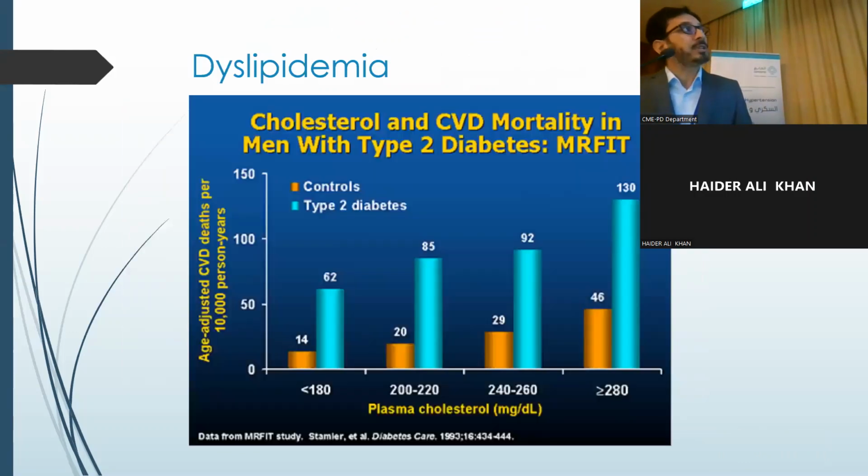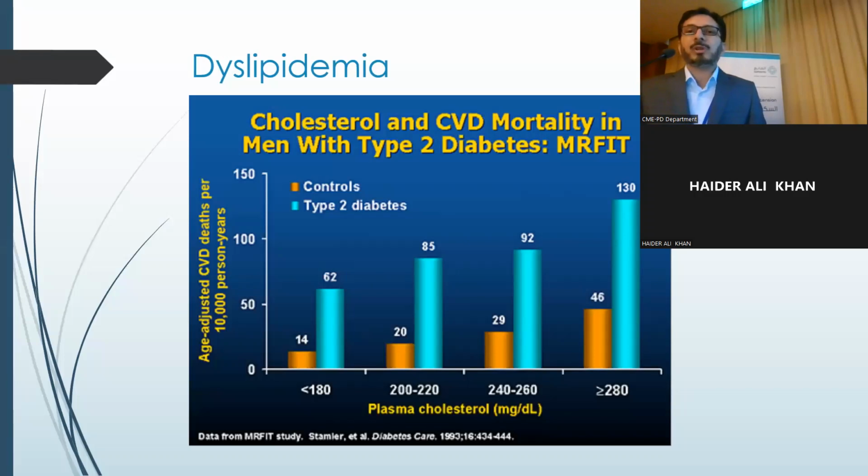Dyslipidemia has been talked about in detail. In this slide, I just want to highlight a very important aspect of diabetic dyslipidemia. This is from MRFIT data, which shows that at any given value of cholesterol, the cardiovascular death in diabetic patients is more than compared to patients without diabetes. So if you see here, in a non-diabetic patient with a cholesterol value of more than 280, still the cardiovascular death is less than a patient with diabetes who has a cholesterol value of less than 180.